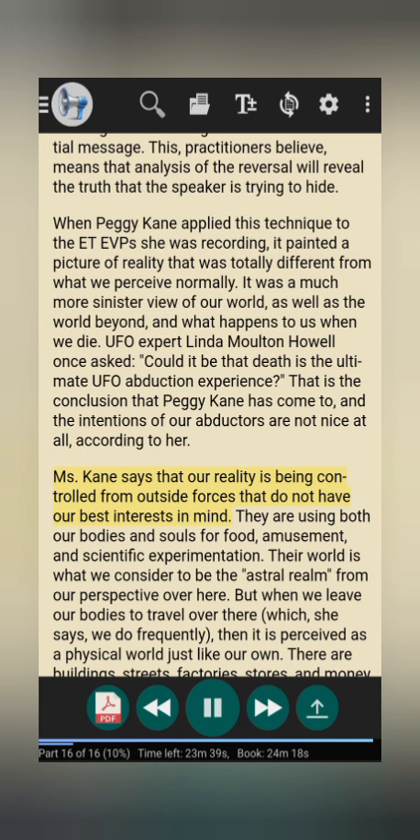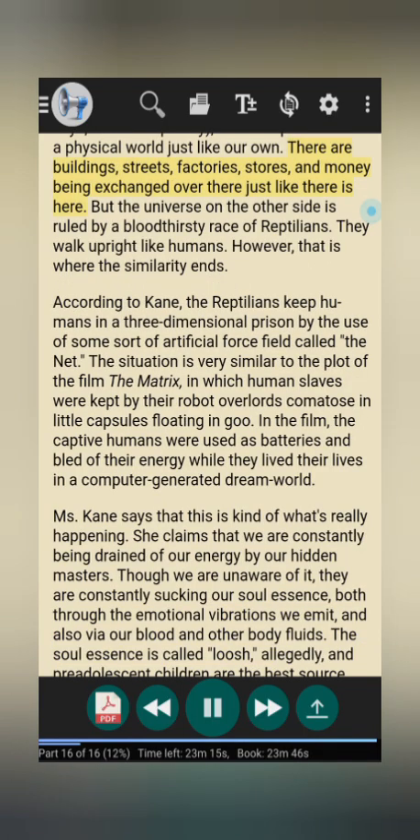Ms. Cain says that our reality is being controlled from outside forces that do not have our best interests in mind. They are using both our bodies and souls for food, amusement, and scientific experimentation. Their world is what we consider to be the astral realm from our perspective over here. But when we leave our bodies to travel over there, which she says we do frequently, then it is perceived as a physical world, just like our own. There are buildings, streets, factories, stores, and money being exchanged over there, just like there is here.